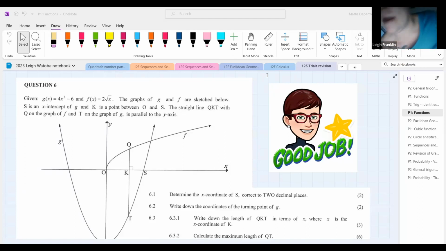Sorry, guys, I'm just getting my extra light here, my load shedding light.